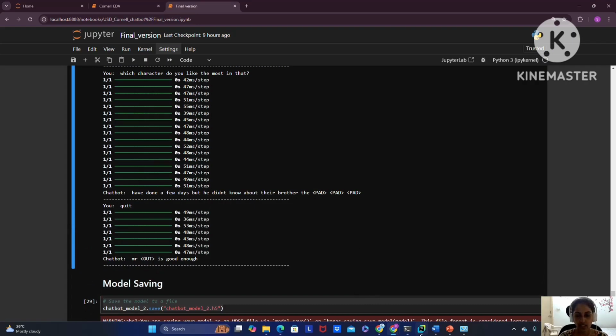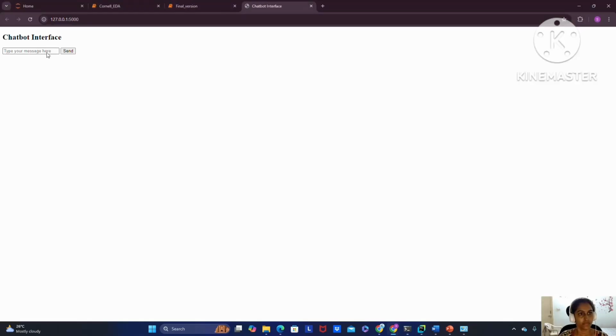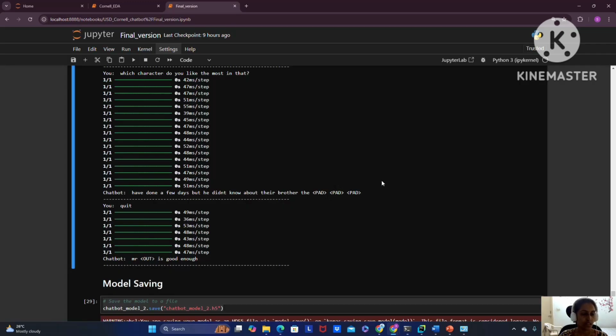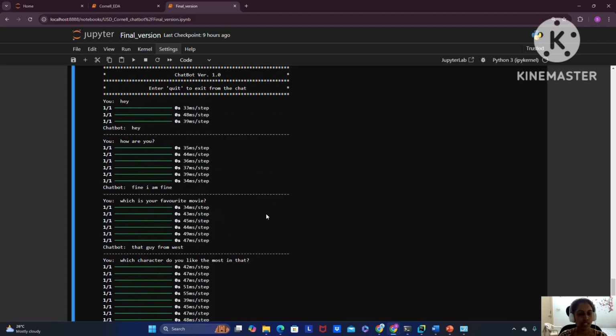So let's see how it is in the web interface that was built using the Flask application. This is a basic web interface which I built locally using the Flask application. So as you can see, the chatbot is able to provide the responses here as well, based upon the model training which we have done with the sample dataset. So the chatbot can handle the basic dialogues easily, and it can generate responses like a human.